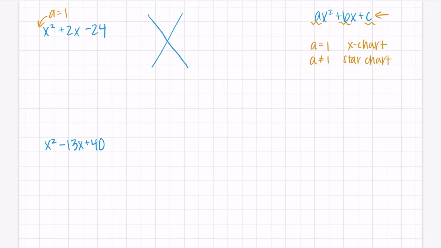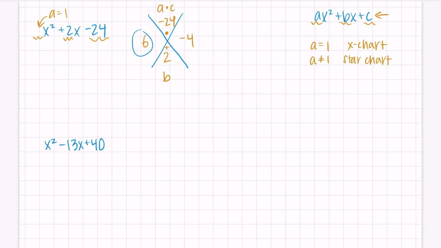So we're going to draw a big X. I'm going to take a times c, so a is 1, c is negative 24. And I'm going to put a times c in the top part of the x. Then I'm going to put b in the bottom part of the x. b equals 2 for this problem. I'm going to find two numbers that multiply to negative 24 and add to 2. Those two numbers are 6 and negative 4.